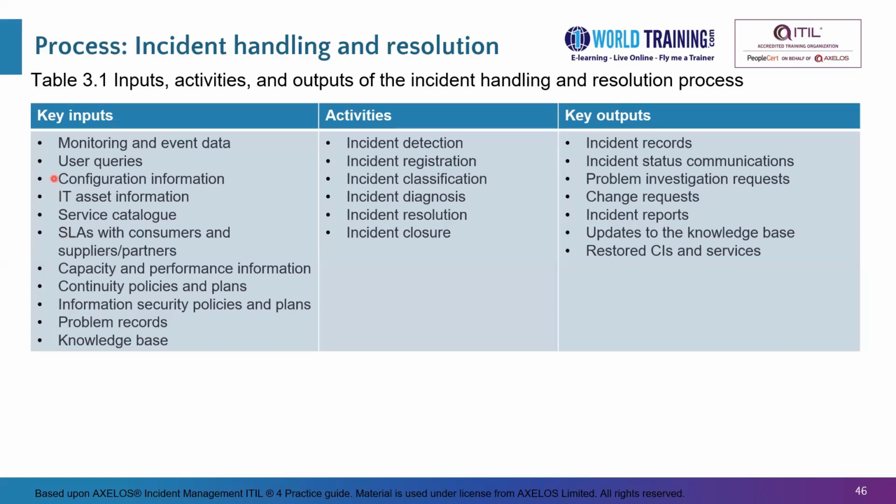And then between the service organization and their consumers. Then we have information: the configuration information, the IT asset information, service catalog information, capacity and performance information, continuity policies and plans, information security policies and plans, and the knowledge base. These can be very useful for handling incidents. Of course, the various policies need to be complied with, and problem records can be useful to look at any known solutions to similar incidents that need to be improved because that incident occurred again.